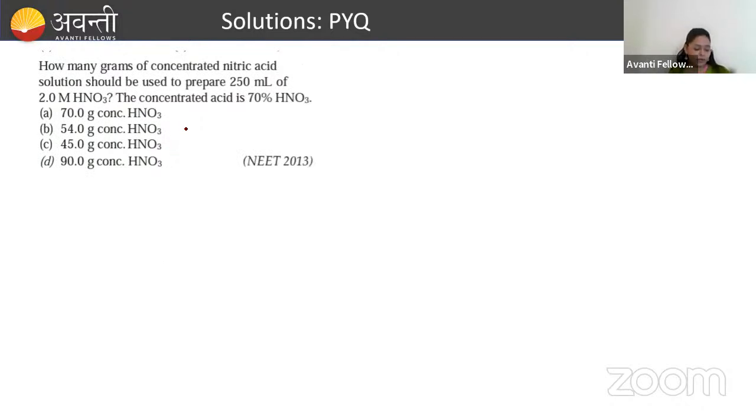Next problem, problem number two. How many grams of concentrated nitric acid solution should be used to prepare 250 ml of 2 molar HNO3, from the concentrated acid?